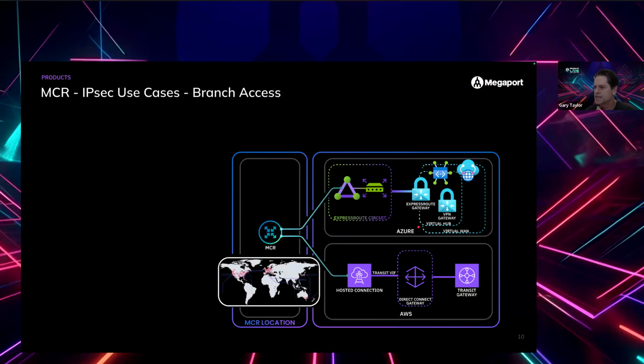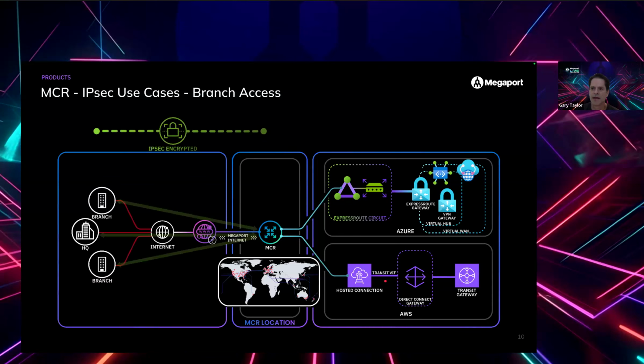So obviously, first use case here, we've got an MCR. We have deployed a private connection into Azure. It's via an ExpressRoute circuit. We then have another private circuit into AWS, and that's via their Direct Connect hosted connection. We then deploy internet, and we then enable IPsec. So this essentially connects as a VPN gateway where you could have branches, end users, head offices connecting securely into that MCR, and they can then access multi-cloud in a completely encrypted manner.